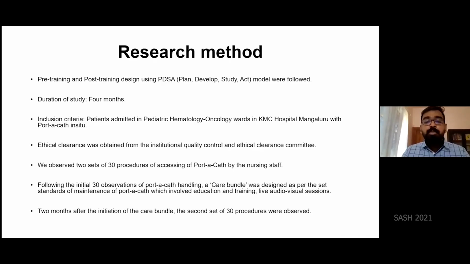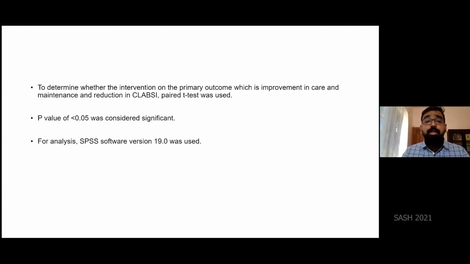We observed two sets of 30 procedures of accessing Portacat by the nursing staff. Following the initial 30 observations of Portacat handling, a care bundle was designed as per the standards of maintenance of Portacat, which involved education, training, live audio-visual sessions. 2 months after the initiation of the care bundle, the second set of 30 procedures were observed. To determine whether the intervention had an effect on the primary outcome, which in our case is the improvement in care and maintenance and the reduction in CLABSI, the paired t-test was used. A p-value of less than 0.05 was considered significant, and for analysis, SPSS software version 19.0 was used.